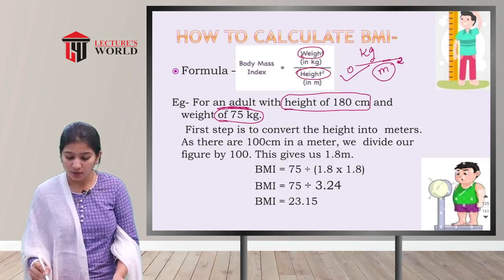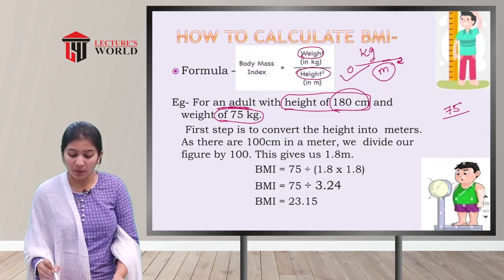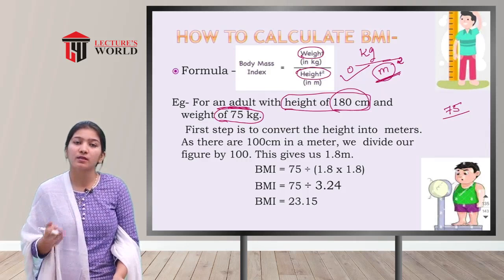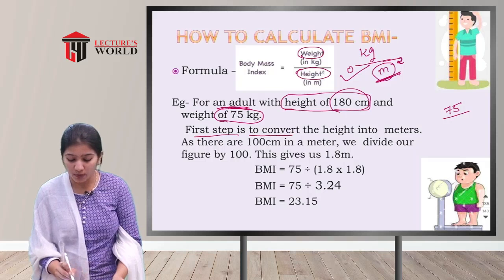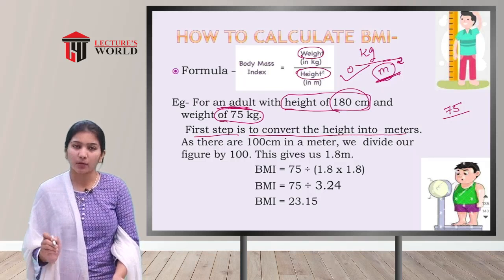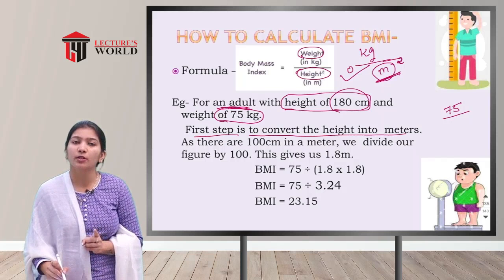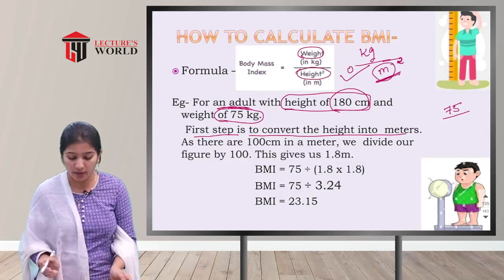So you need 75 upon... now the question is, here they have given the height in centimeters, but we need it in meters. So how will we transfer the centimeters into meters? The first step is to convert the height into meters. Here they have given the height in centimeters, so the first thing you need to do is convert it into meters. So how will you convert it into meters?